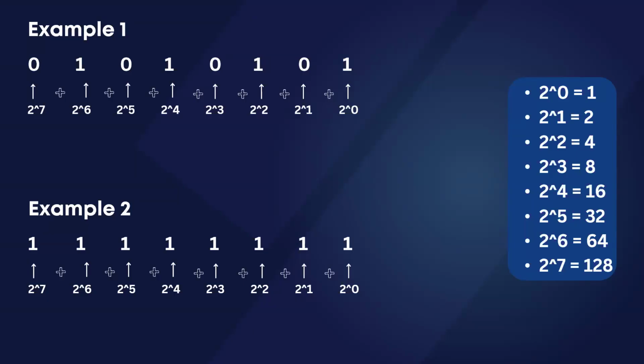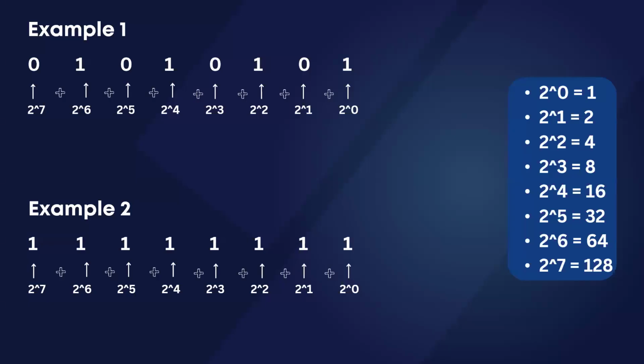So example 1: 0, 1, 0, 1, 0, 1, 0, 1. And example 2: all ones. Take your time, no rush. Try to give me the decimal values of these. So count all the numbers: 128, 64 plus 32 plus 16 plus 8 plus 4 plus 2 plus 1. For which one? For example 1. All these.